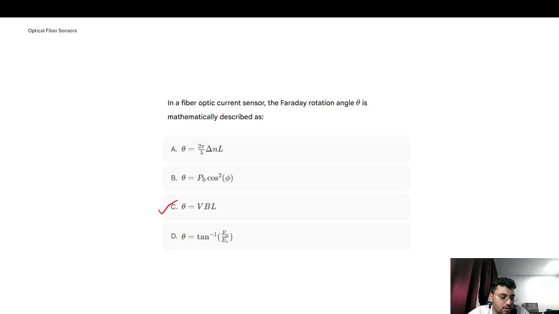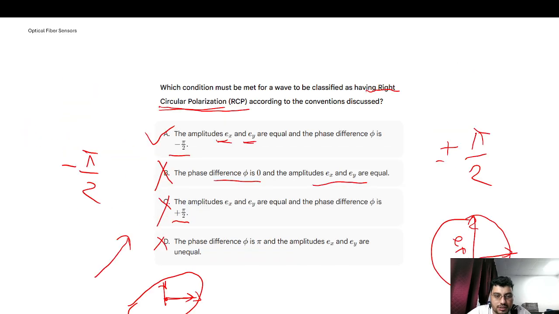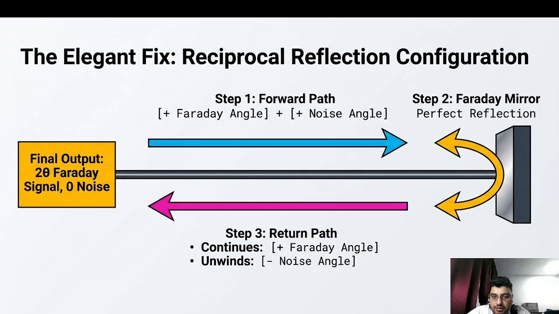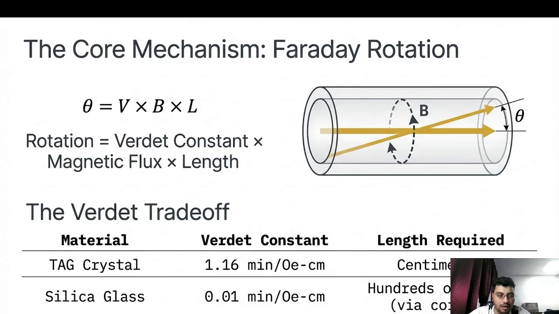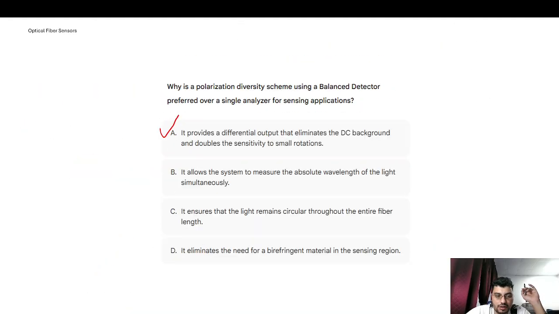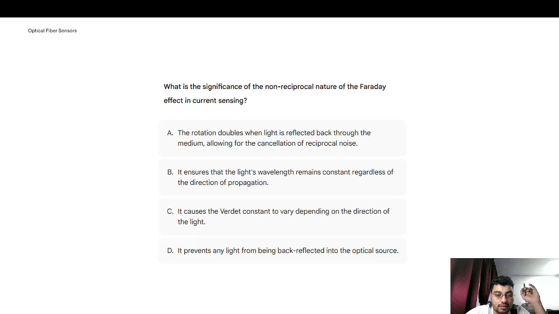V means the Verdet constant, B is the magnetic flux density, and L is the interaction length, which we have discussed in the last few slides. You can see here, core mechanism, the Faraday rotation. Theta is equal to VBL. And for that we also discussed the Verdet constant of TGG crystal and the silica glass. So you are correct, at least you are guessing right.